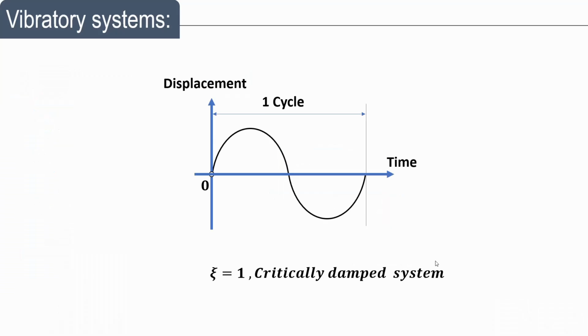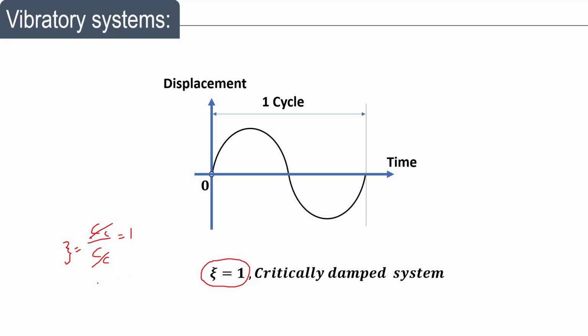Now the various vibratory systems are critically damped system, overdamped system and underdamped system. In case of the critically damped system, zeta is equal to 1, because we know that the definition of zeta is nothing but C upon CC. So for critically damped system, replace this C by CC. So the value will be equal to 1. So when the value is equal to 1, it is known as critically damped system.